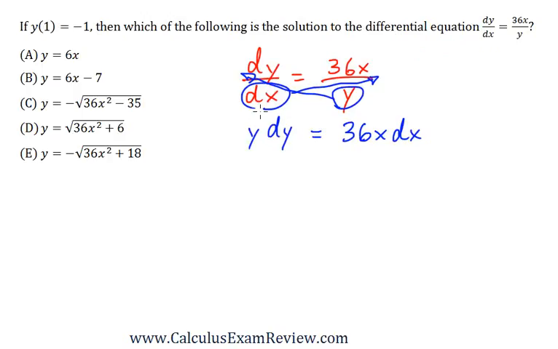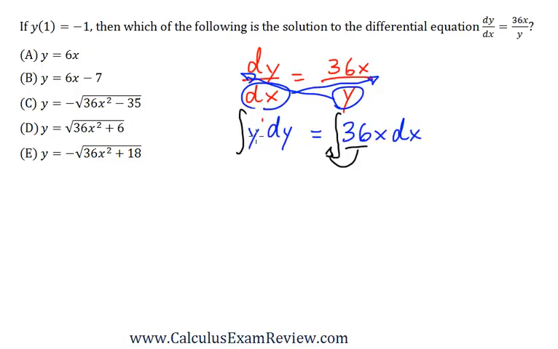And now what I need to do is integrate both sides of the equation. I can take out the 36 right away, because that's just multiplying the x. So I get 36 times the integral of x dx. And now let's just find the antiderivative of y.